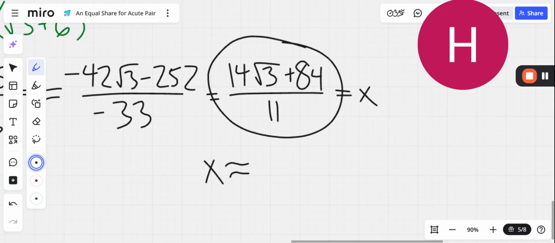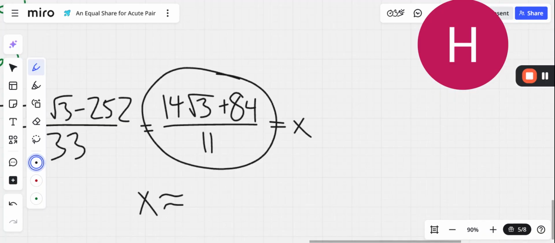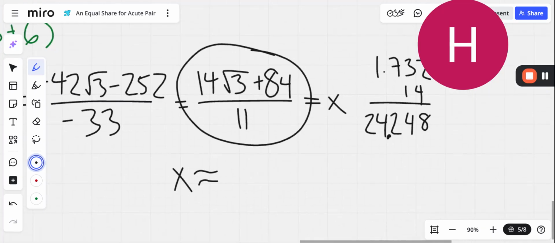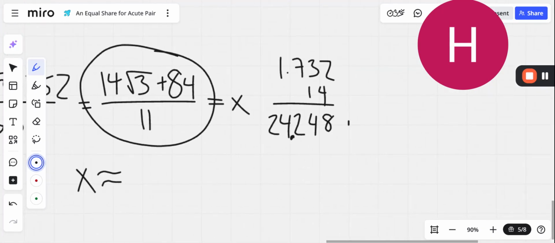Let's see. Rad 3 is like 1.732. So let's see if I can whip that up in a reasonable amount of time. 7 and 7 is 14. And I think it should be approximately 24.248. So we're going to get that. We're going to add 84, and we're going to divide by 11. Still not the easiest task. I mean, you can, like I said, you can get a calculator.